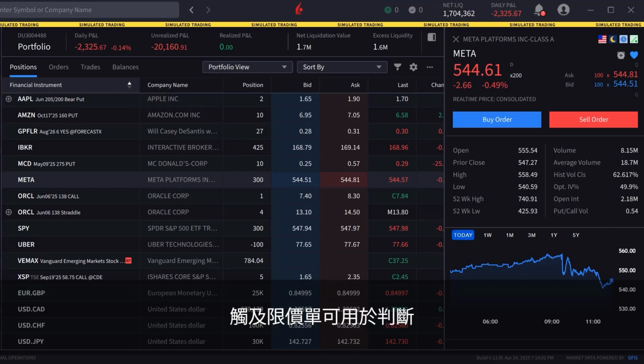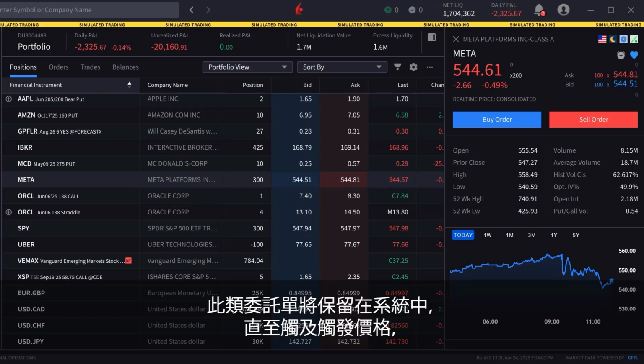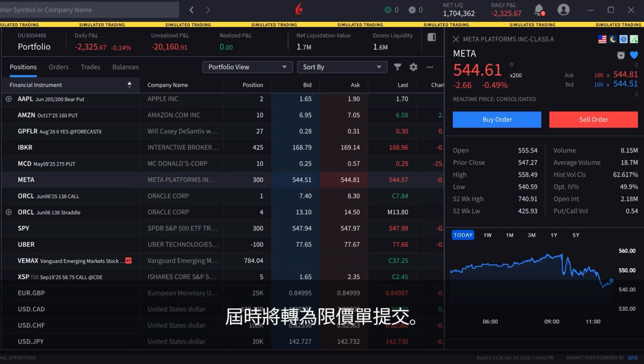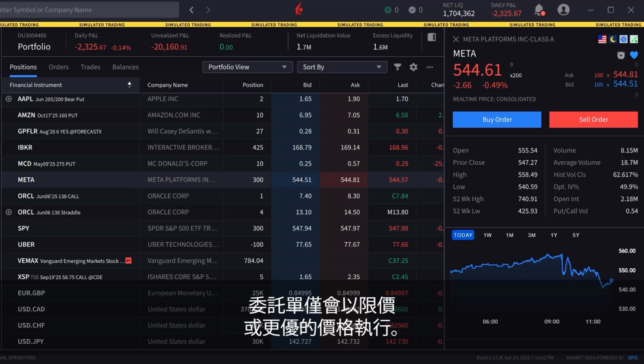Investors may be waiting for excessive strength or weakness to cease, which might be represented by a specific price point. Limit if touched orders can be used to determine whether or not to enter the market once a specific price level has been achieved. This order is held in the system until the trigger price is touched and is then submitted as a limit order so that it will only execute at the limit price or better once triggered.